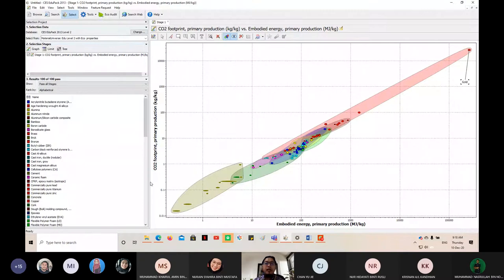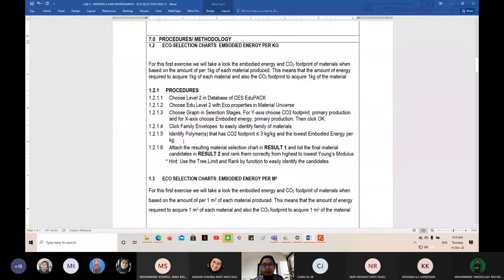And over here is the CO2 footprint primary production, meaning how much carbon footprint per kilogram we generate when we want to get 1 kilogram of the material. How much CO2 we emit when we want to get 1 kilogram of the material. So the polymers, if I'm not mistaken, these are polymers. On the blue shade here, you see those are the group of the polymers, and I remember that they have the lowest at 3 kilograms per kilogram.